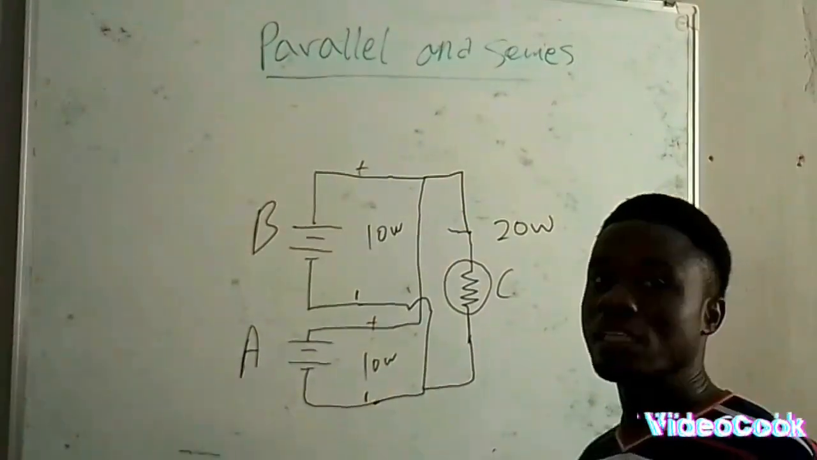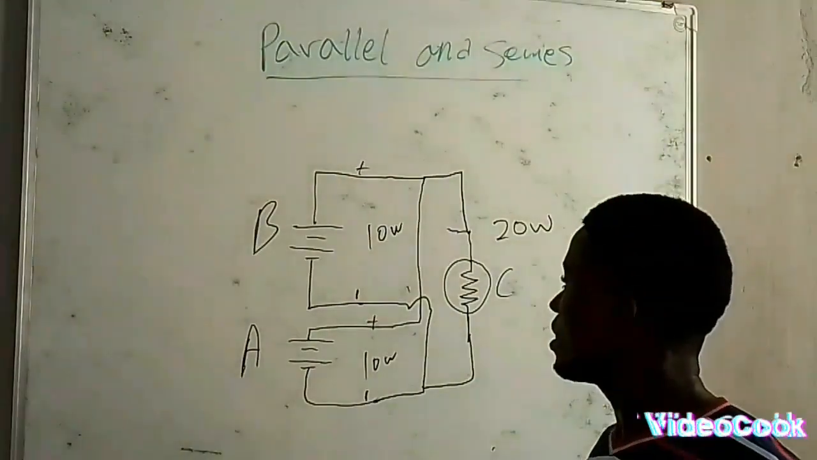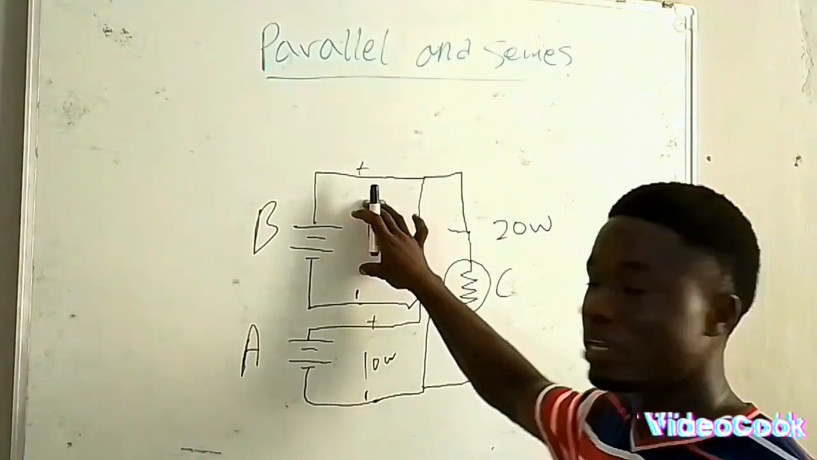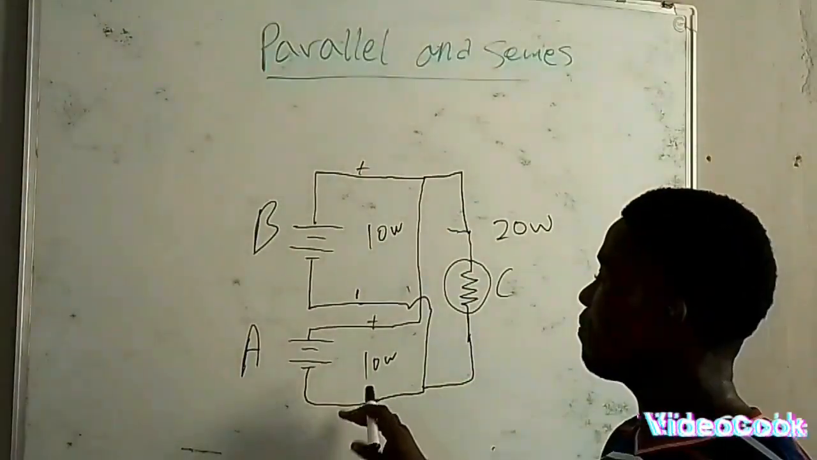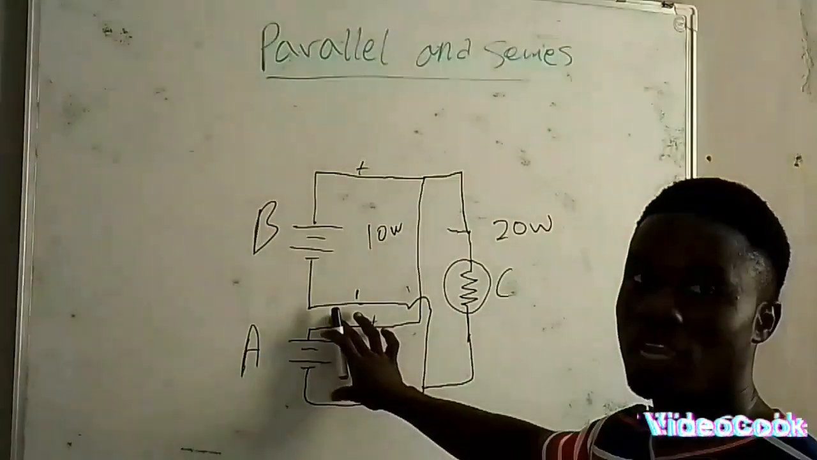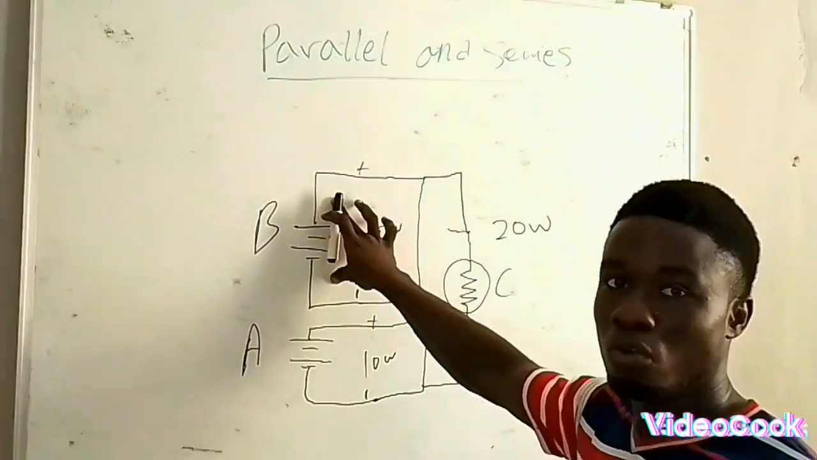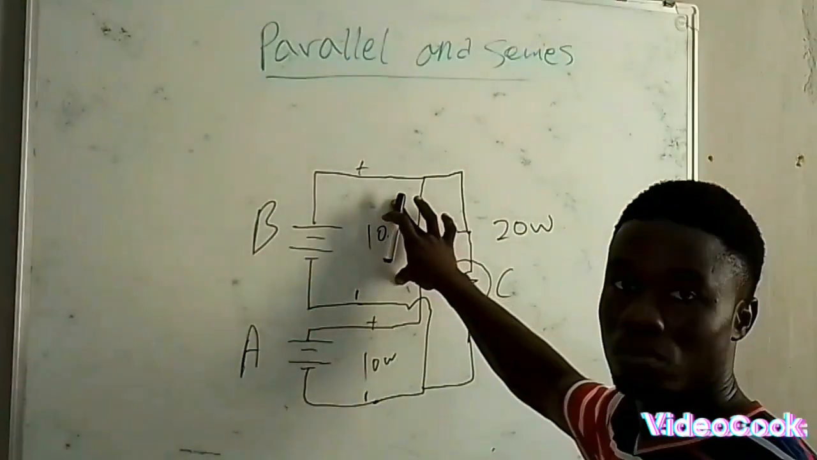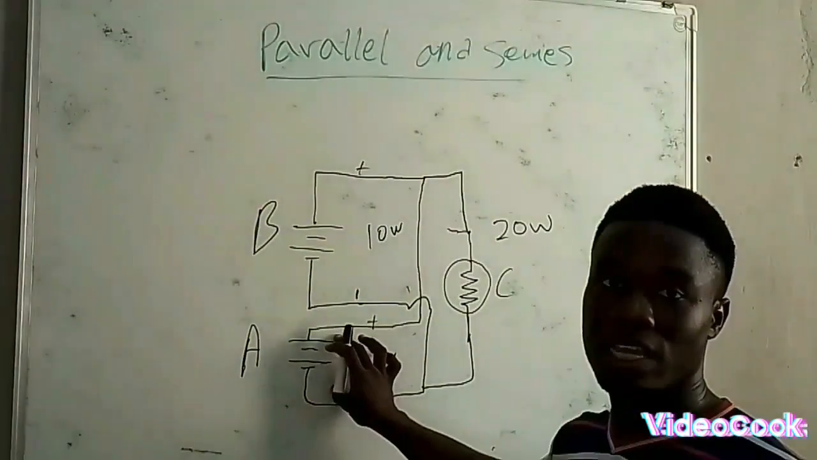Now, another beauty of parallel connection is this. The energy of one battery is not dependent on the energy of the second battery. So therefore, if battery A gets bad or grows weaker with time, and battery B does not grow weaker with time, battery B will still give out the full supply to the load while battery A is dying.